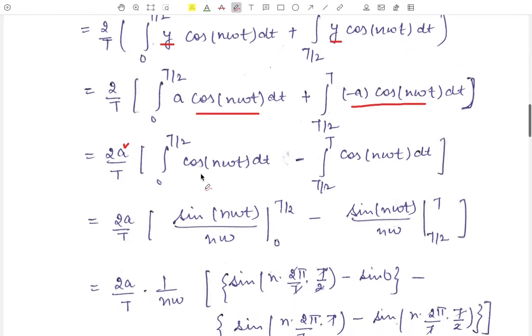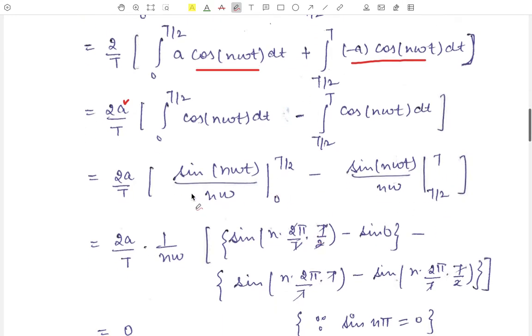Okay, integration of cos is sine, therefore integration of cos n omega t will be sin n omega t upon n omega between the limits 0 to T/2, minus again sin n omega t upon n omega, T/2 to T. Let us put the limits here. 1 upon n omega from both the terms can be taken outside as a common term. Here we have, and using the limits here, sin n omega, where omega is 2 pi by T, into T, that is the upper limit T/2, minus the lower limit sin 0.